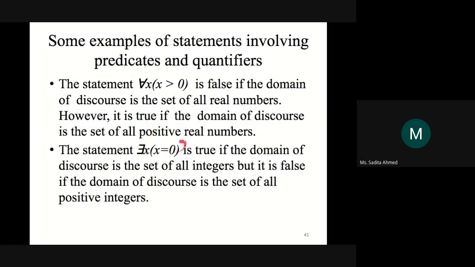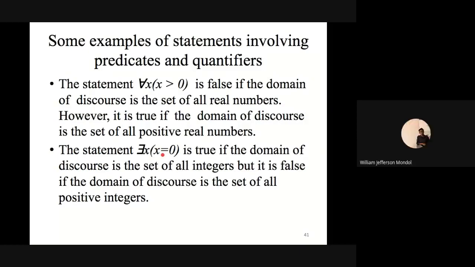Okay. Now let's look at the function x equals 0 and the existential quantification of this function. For the domain that consists of the set of all integers, is this going to be true or false? Can you find at least one example of x equals 0 where the domain for x is the set of all integers? That is, x can be any integer.